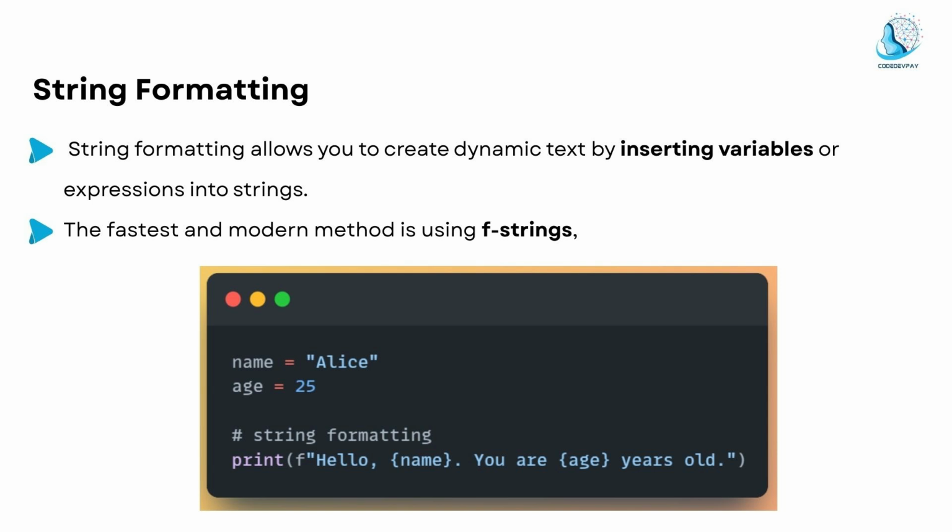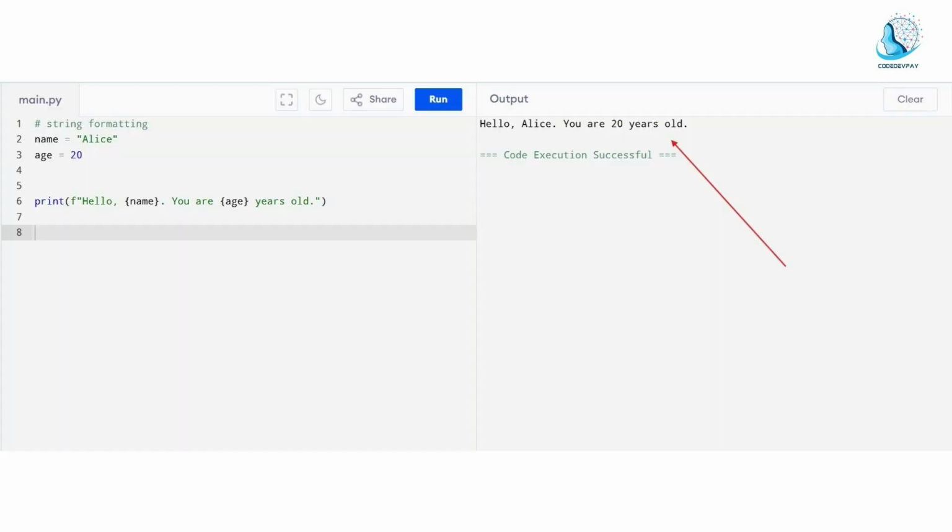Let's run this example in our IDE and see the results. For the results, you can see "hello Alice, you are 20 years old". So with this, we have been able to format our string by using the variable names.